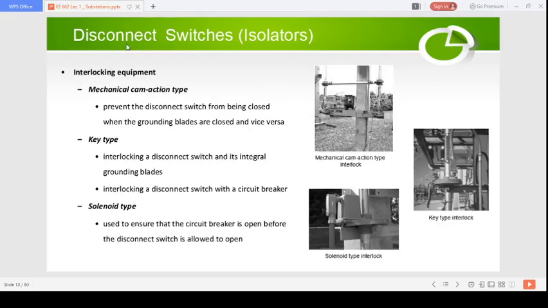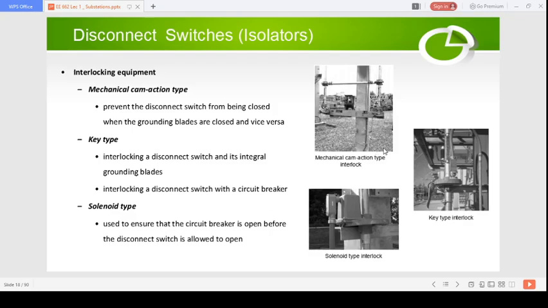Okay. So there are different types of interlocking equipment associated with these isolators. The first type is shown here. It's called the mechanical cam action type. This basically prevents the disconnect switch from being closed when the grounding blades are closed, and vice versa. When the grounding blades are closed, that means the system is connected to the ground.